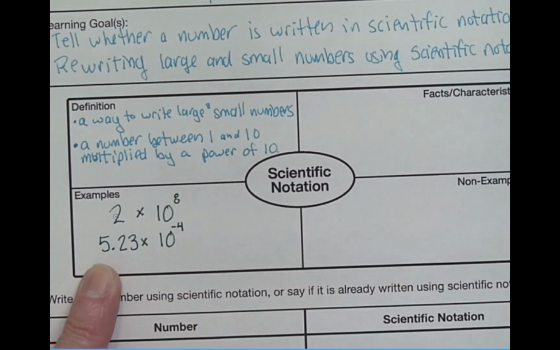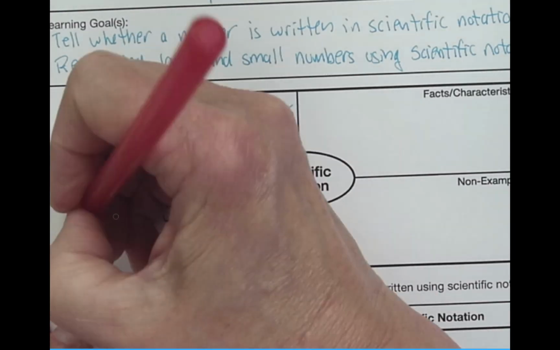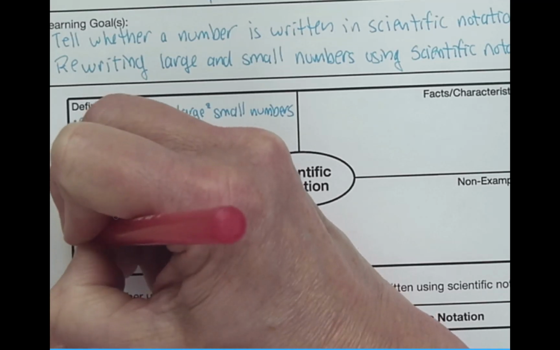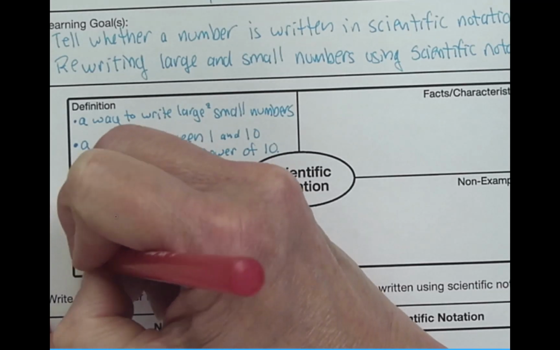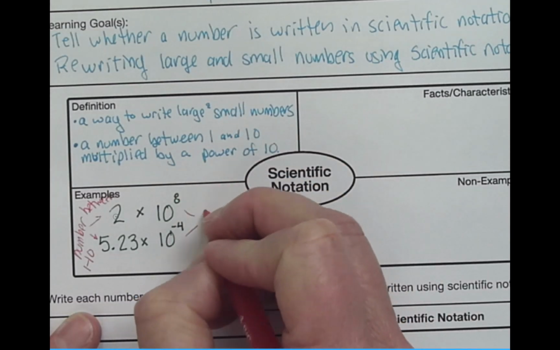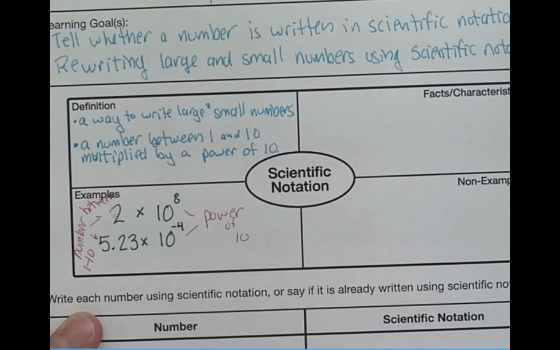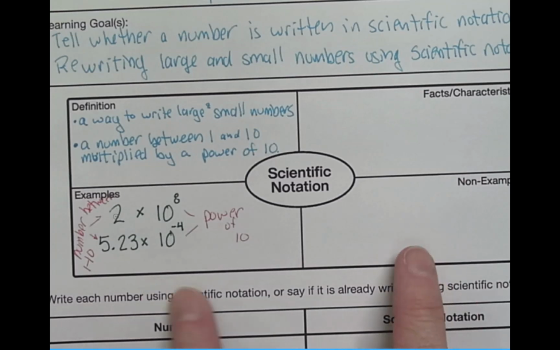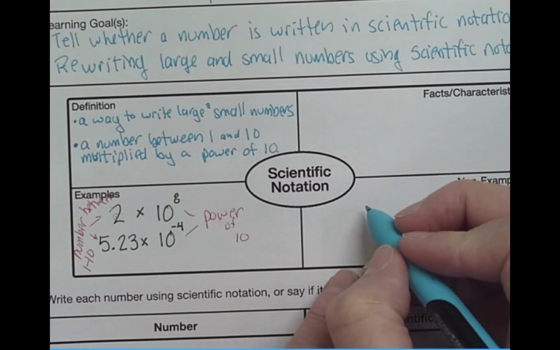So just to be clear on this first part, that's a number between 1 and 10. And the second part is a power of 10. That's what makes it scientific notation. Now I'm going to write some non-examples over here just so that we're clear on why some numbers don't count as being written in scientific notation.